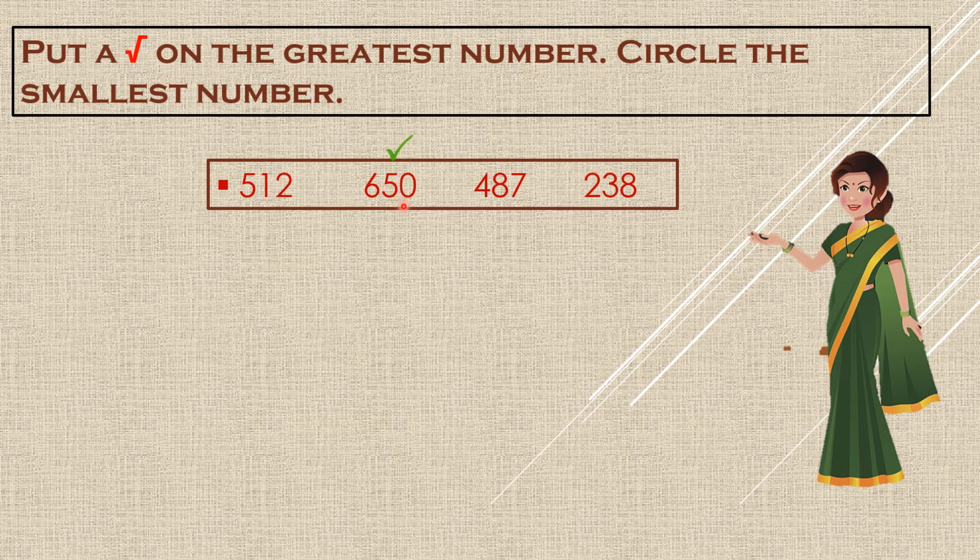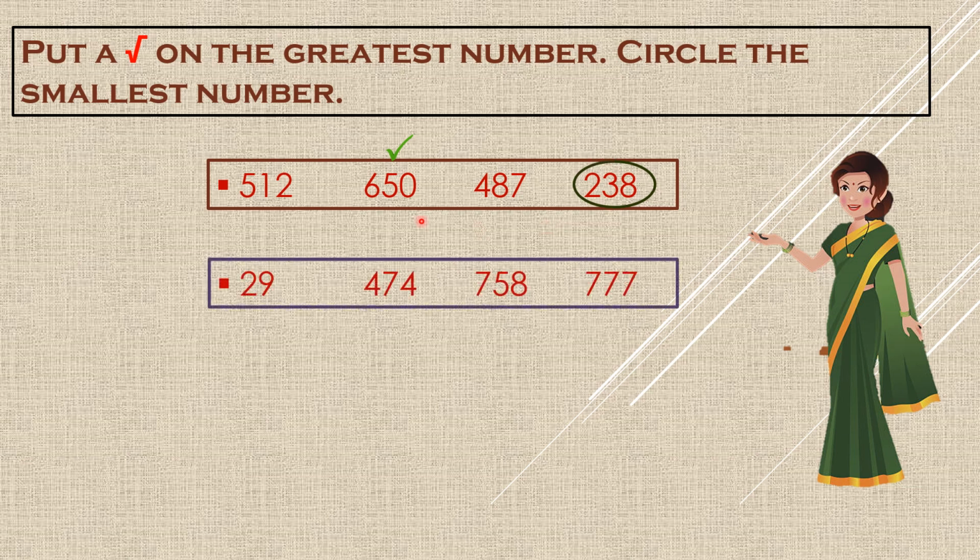Now coming to circling the smallest number. Among these 3, let's see the hundreds digit once again. 2, 4, 5. Among these 3 digits, 2 is the smaller one. So 238 is the smallest number. It's very easy, right? Next one.